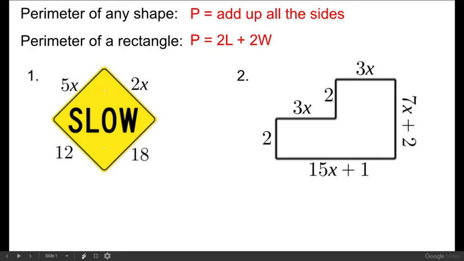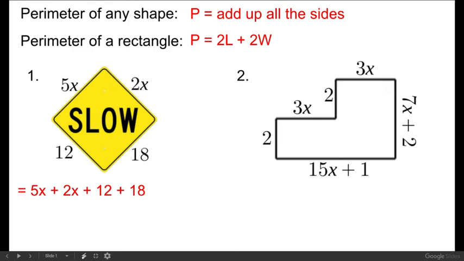For number one, we have a street sign and it's a diamond shape. So we are just going to add up all the sides to find the perimeter. So the sides that we have are 5x plus 2x plus 12 and plus 18. So this is not our final answer.